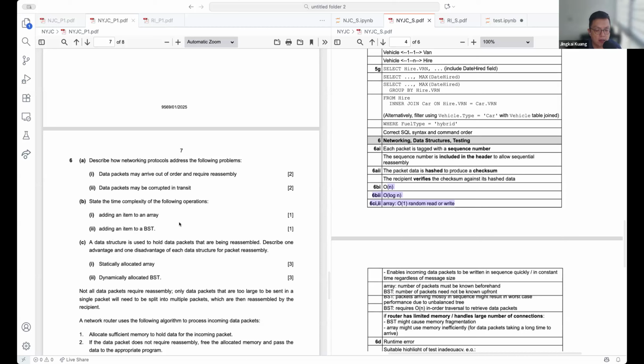Anyone want to try? This is a very good question. It is purposely vague. Anyone have any idea? Okay, when is adding an item to an array O(1)?